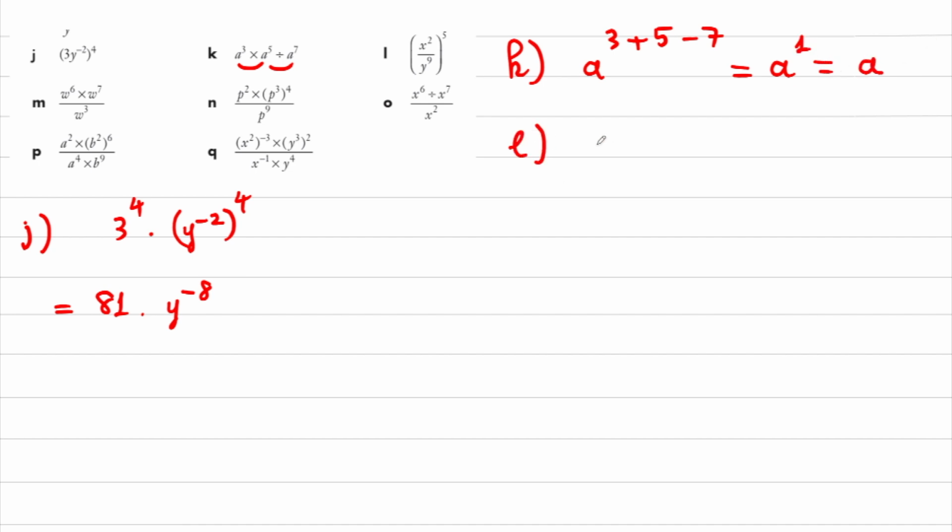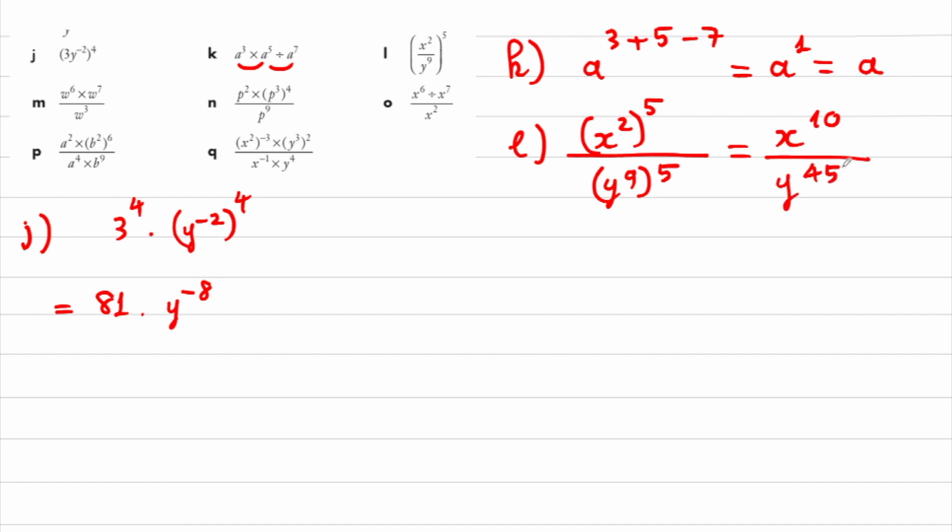Question L, you get this fraction. Yeah, a little harder. About this fraction, you will have x squared to the power of 5 outside and y to the power of 9 to the power of 5 outside one more time. And then for x, 2 times 5, you get 10 here, and the denominator will be 45 because 9 times 5 equals 45.